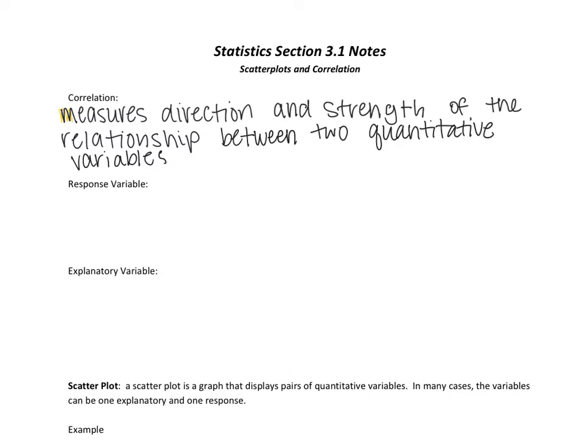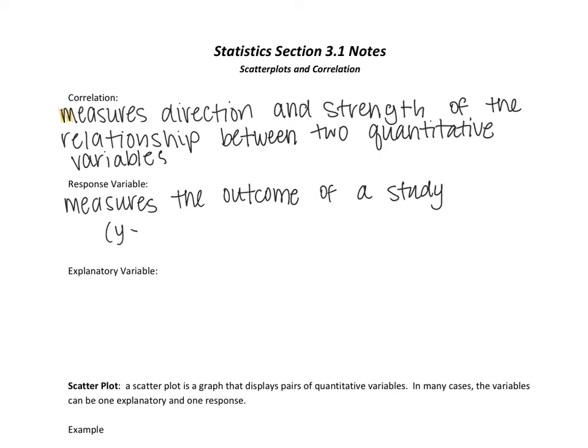So when we talk about the two variables that our correlation is measuring, one of them is the response variable and one of them is the explanatory variable. So a response variable measures the outcome of a study. So you can think of the response variable as the y value. So we're going to take a look at graphs here in a little bit. And the response variable is the y value. It's the output. So outcome, output, very similar.